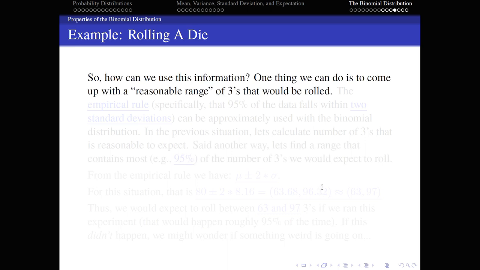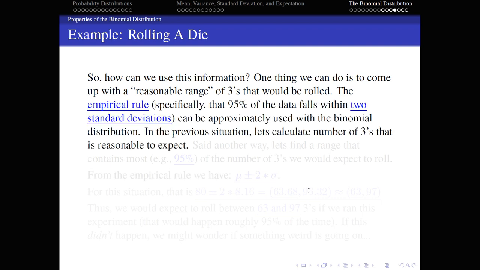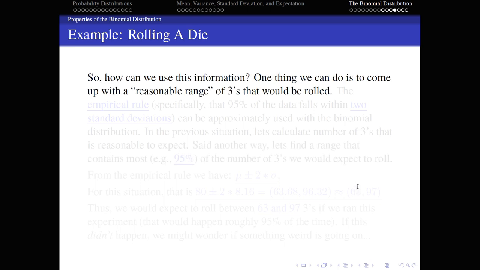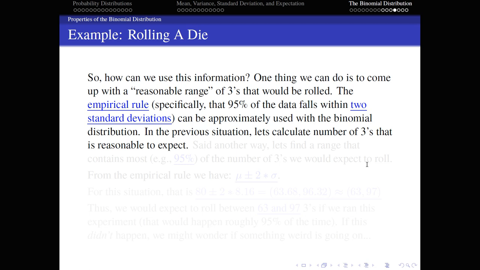Now remember this empirical rule that we had. How do we interpret this information? What does this standard deviation mean? And specifically, how do we use the mean and standard deviation to get an idea of what a reasonable range could be? So remember that the empirical rule said that 95% of the data is within 2 standard deviations of the mean. And this can be used with a binomial distribution approximately.